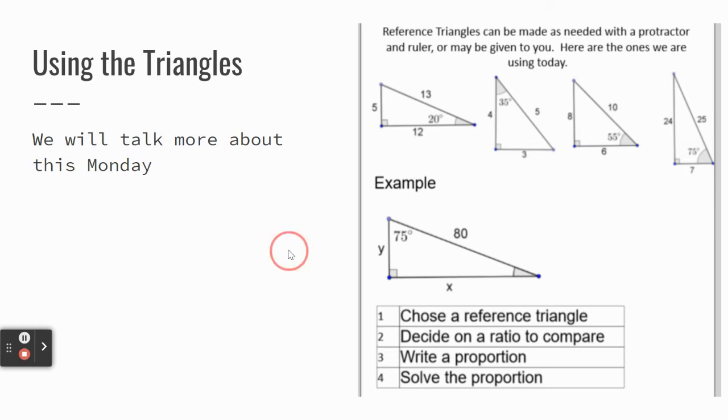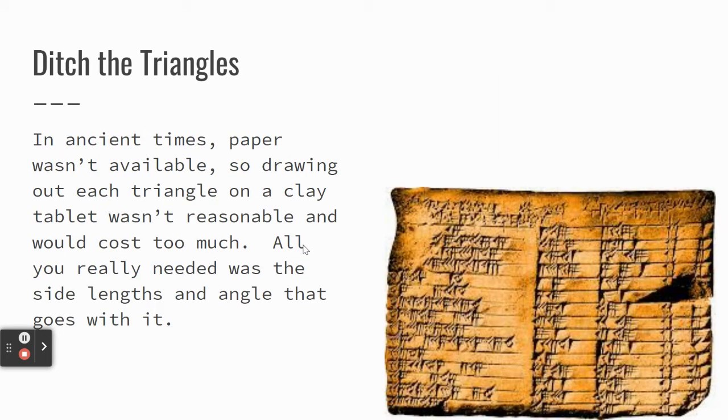Now, the next step is where these come from first. We, as humans, came up with this idea a very, very long time ago, so long ago that paper really wasn't a thing yet. And so a lot of this information that we have is actually on clay tablets like the one you see here. This one is from about 1800 BC, so almost 4,000 years ago. And so rather than drawing all these triangles, which would have been almost impossible and would have taken up so much work, you really don't need the triangle itself. All you really need are the sides.